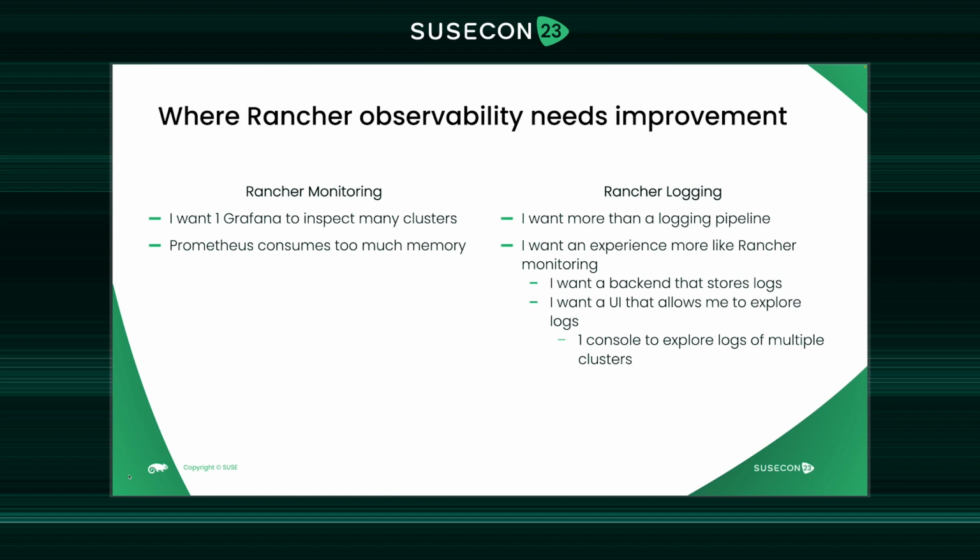Now let's talk about where Rancher observability can improve. In Rancher Monitoring, a user typically wants one Grafana to inspect all of their clusters. And also we've seen in various settings that Prometheus consumes too much memory and that users want less CPU, memory, and network usage out of Rancher Monitoring and in general Prometheus setups.